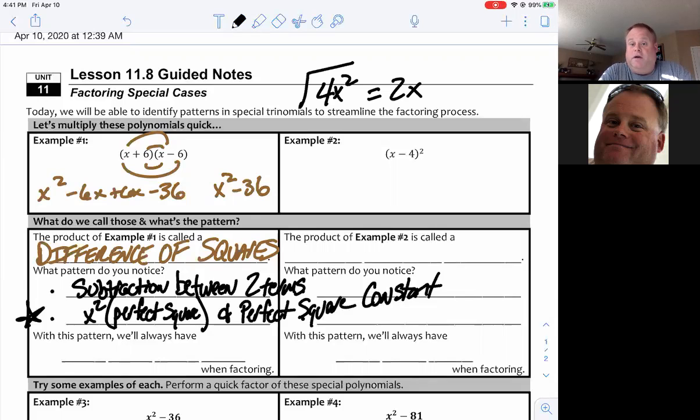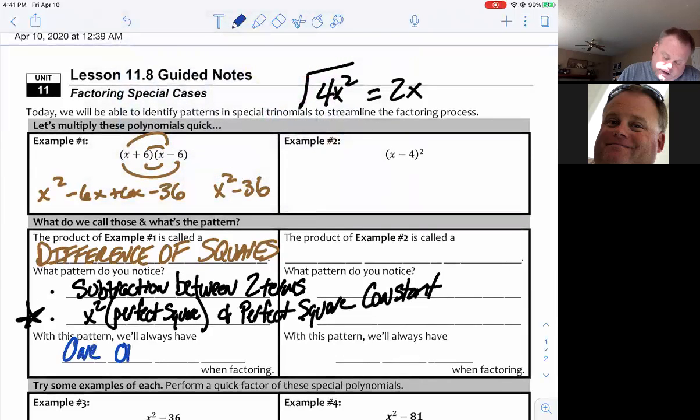It has to be a 1, a 4, 9, 16, 25, 36, 49, 64, 81, 100, 121, 144, 169, 196, 225 to get us all the way up to 15 of them, right? So this is what that pattern is looking for. A perfect square with a variable and a perfect square constant separated by a subtraction sign. Okay, and with this pattern, we will always have one of each sign when I factor.